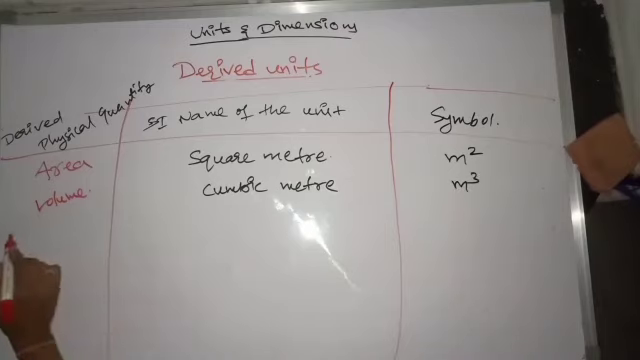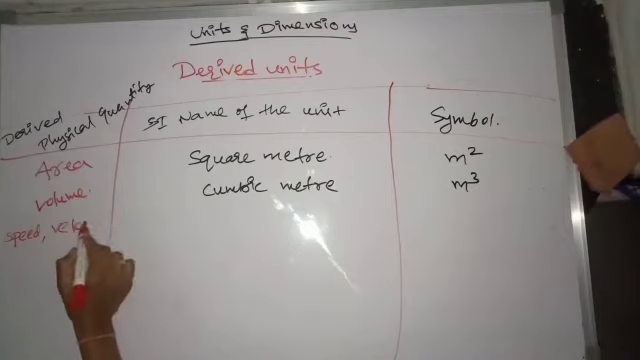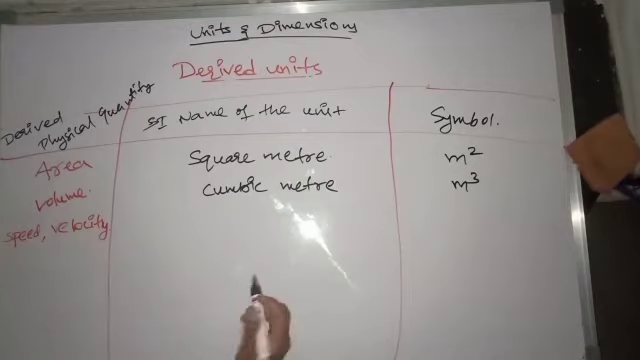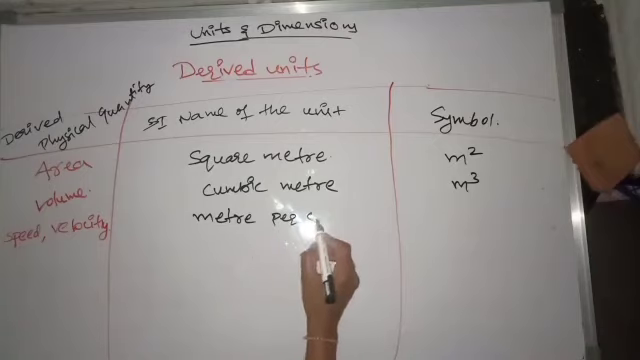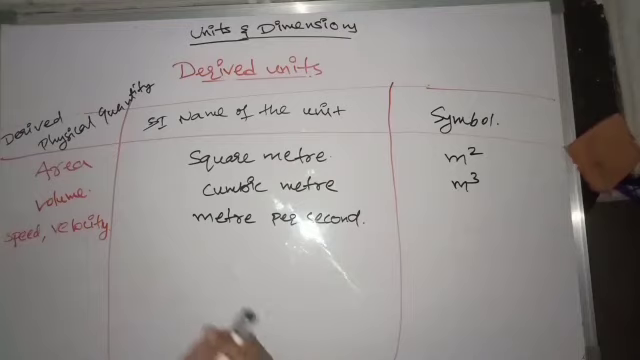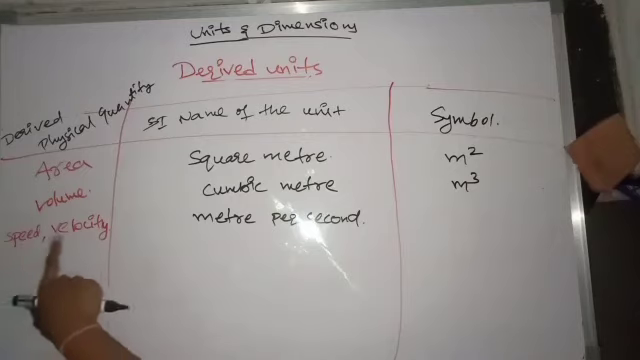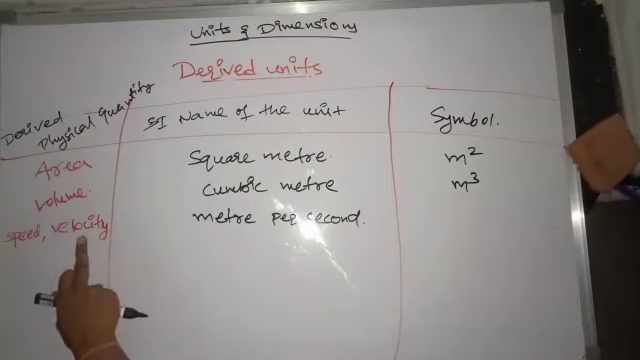And speed and velocity. Units for speed and velocity are the same, that is meter per second. You just revise all the definitions. Otherwise, I will try to explain the definitions of all these physical quantities in one lecture. I will try to make a video for these definitions. Speed is nothing but meter per second. Velocity is also measured in terms of meter per second. Distance per time, displacement per time.